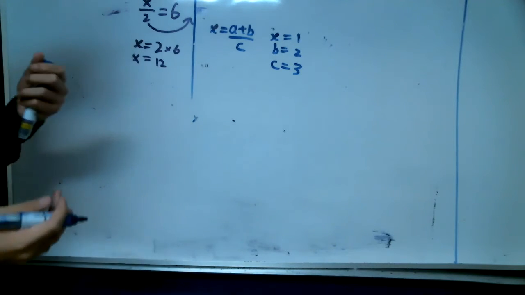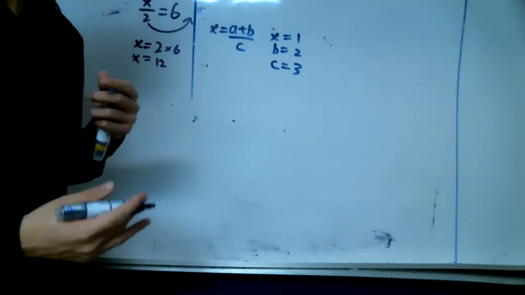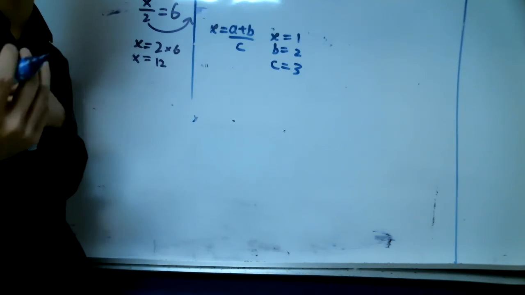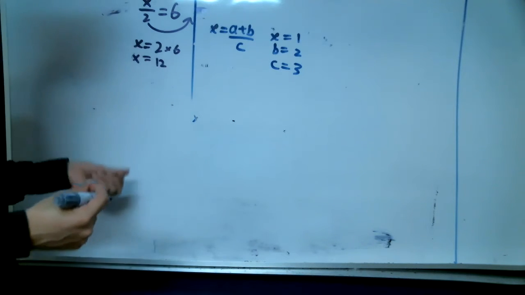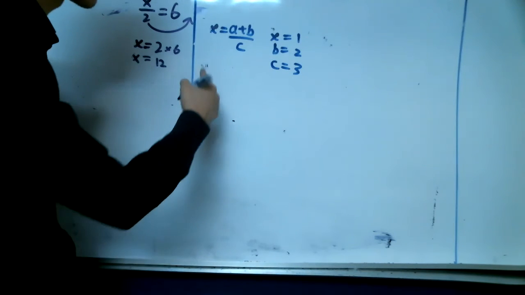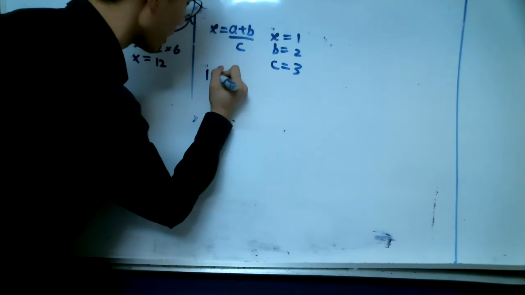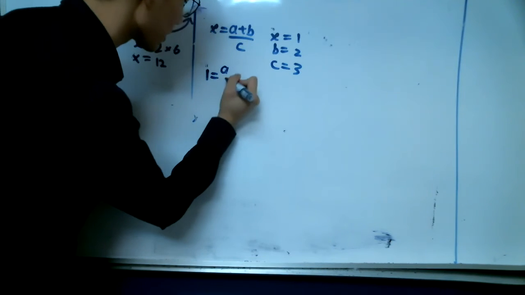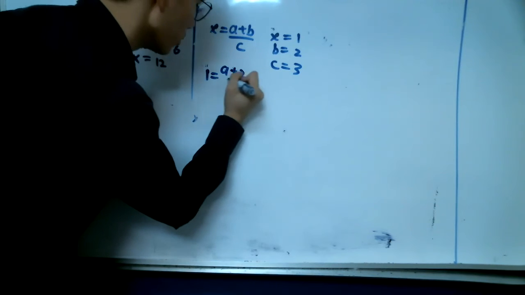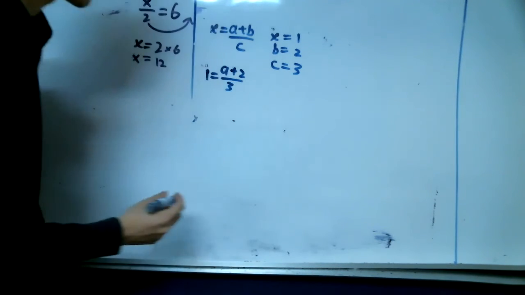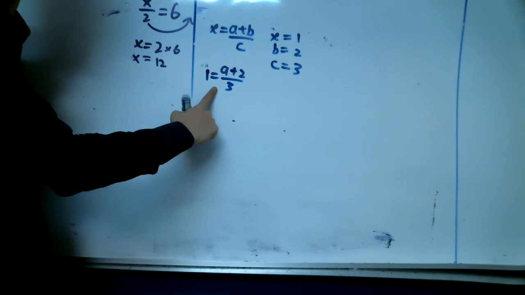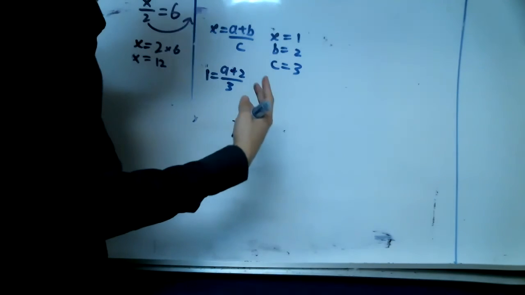The answer is that in this case, it becomes a question that is similar to the first part of the topic. We need to manipulate the equation. So the first step is we do the same thing: we substitute in the relevant values. In this case, I replace x with 1 on the left side. I don't know what a is. I want to find a, so I'm going to leave it here. And I replace b with 2 and c with 3. This suddenly looks like the first part of the topic.